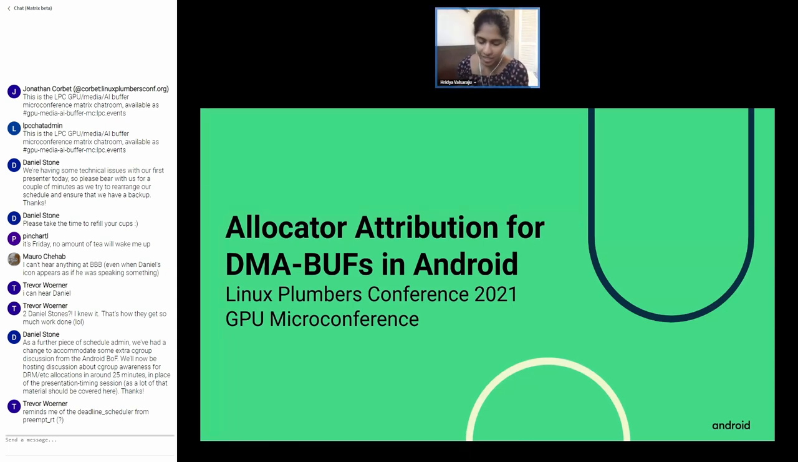The presentation is about a new memory accounting feature that we are looking into implementing in Android. And over the next few slides, I can walk you through the various solutions we explored to implement the same. At the end, hopefully we can have a discussion on the next step forward.